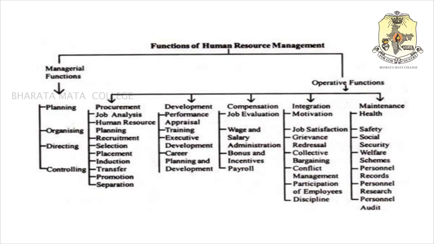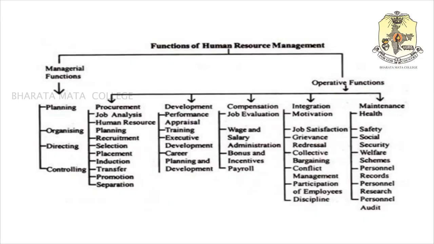The last function is controlling. Controlling is a function used to rectify the deviations from the standards. So the controlling function consists of four major steps. The first one is fixation of standard. The second one is measuring the actual performance. The third one is comparing the actual with standard. The last one is taking corrective action. So all these functions are performed by an HR manager, and all these four functions are collectively called managerial functions of human resource management.